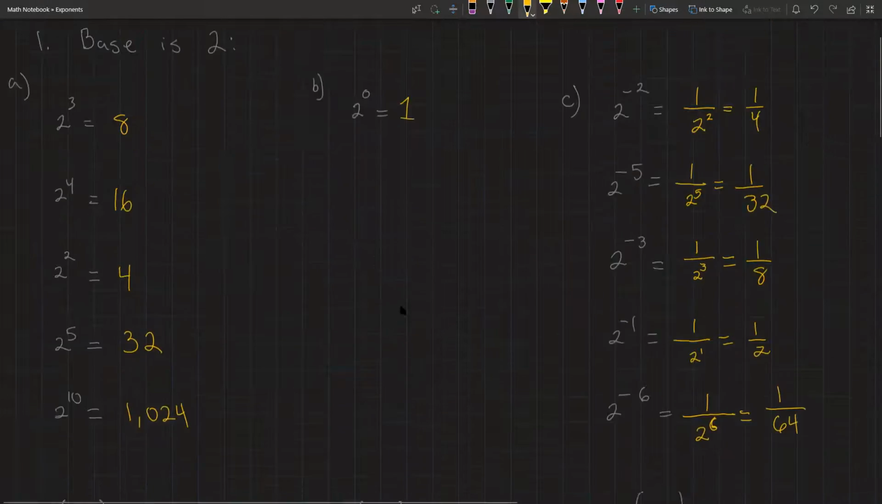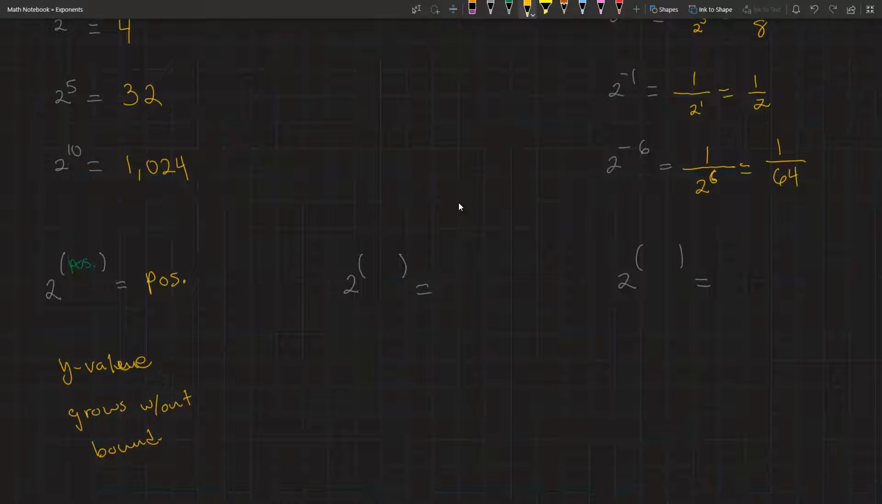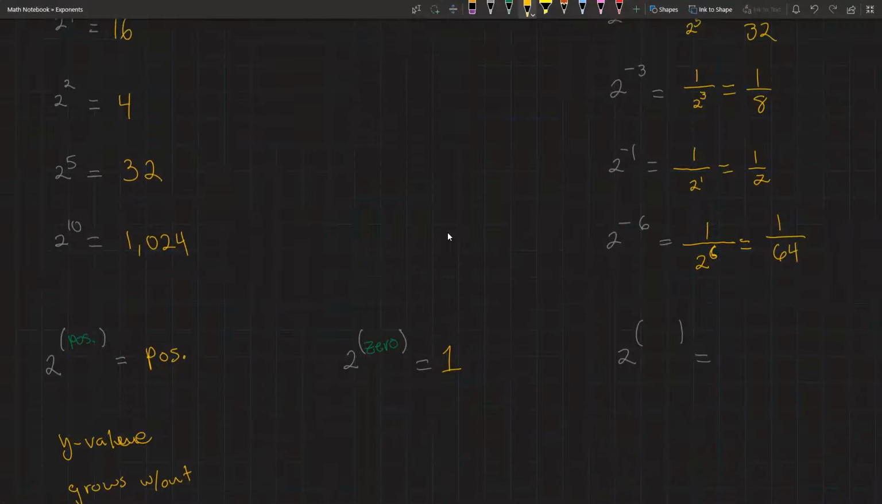All right, and then we have exponent of 0. That one's pretty nice. We've talked about this before. When the exponent is 0, we get a y value. Be careful, it's not 0, it's a y value of 1 every time, as long as the base is not 0 for this course.